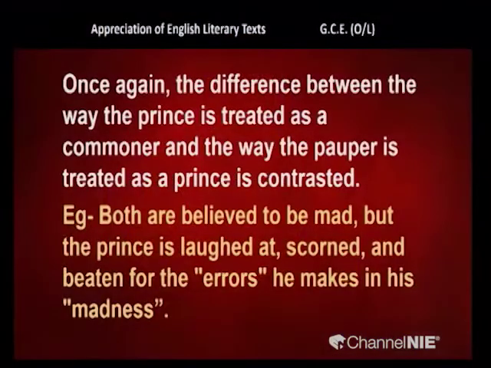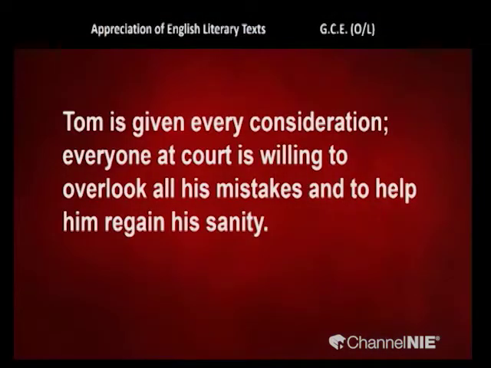Once again, the difference between the way the prince is treated as a commoner and the way the pauper is treated as a prince is contrasted. For example, both are believed to be mad, but the prince is laughed at, scorned, and beaten for the errors he makes in his madness. Tom is given every consideration. Everyone at court is willing to overlook all his mistakes and to help him regain his sanity.